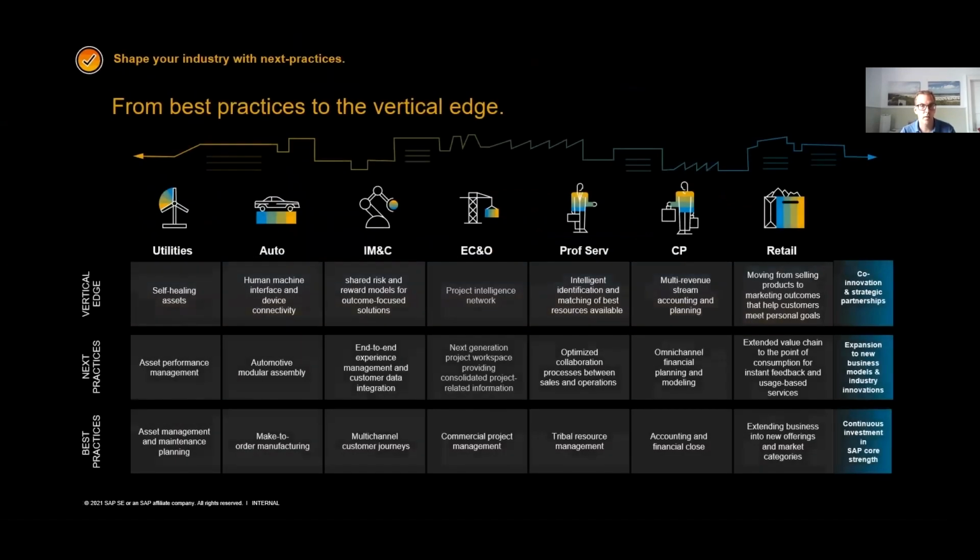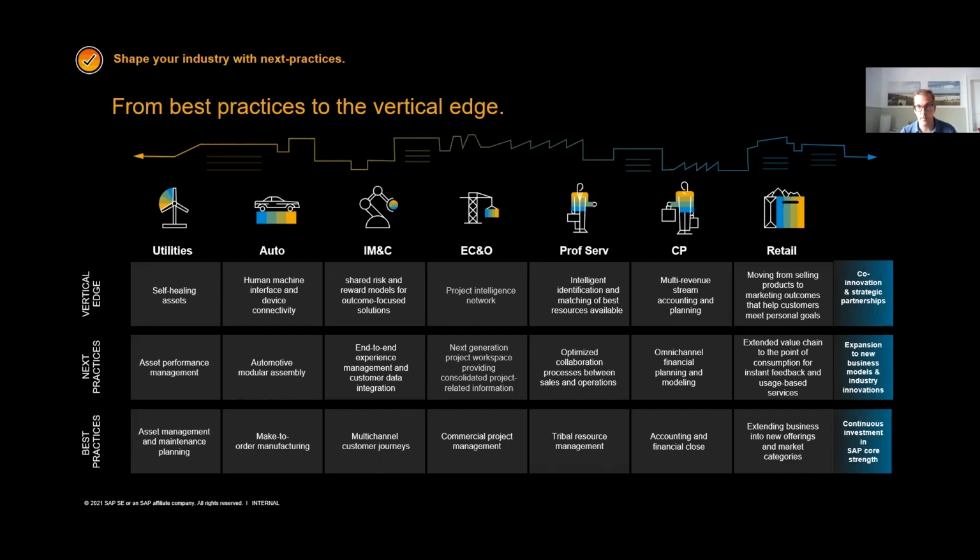So what does it mean in terms of best practices, vertical edge? For some of you, these might be new terms. At the bottom, there are certain best practices that have been out there for decades. For example, accounting and financial close in the CP industry, profitability analysis (CO-PA), long-lasting applications or components, make-to-order manufacturing process in automotive, asset management and maintenance planning for utilities. That's a best practice that is supported in an excellent way in S/4HANA, and where we are also adding new technologies to really optimize the processes.